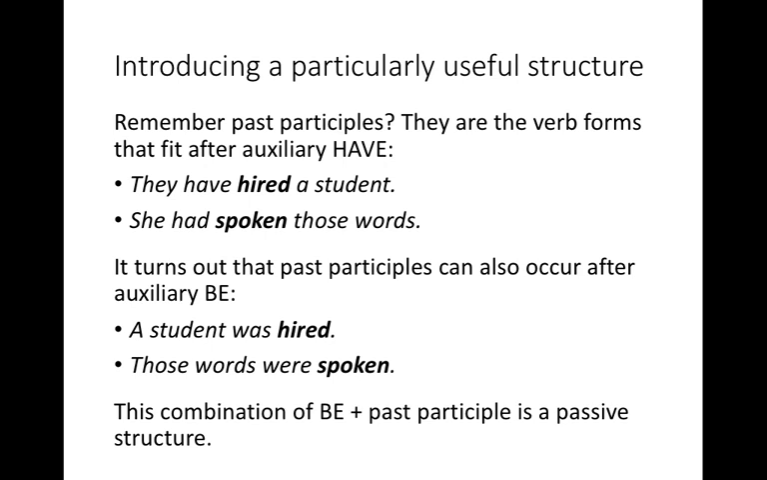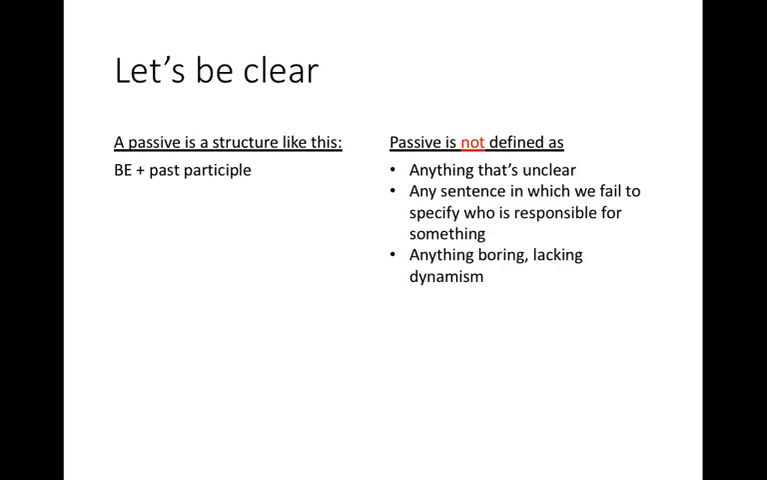There are some other structural details that we will have to get to later. I really want to be clear about this. The passive is really only what I just said. There is a be verb, there's a past participle on it. That's it. So a passive is not defined as anything that's unclear, that you don't like the way somebody's writing. Oh, that's passive. Well, that's not what the technical term passive means.